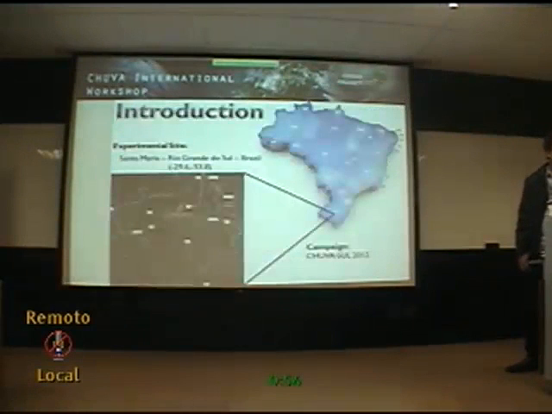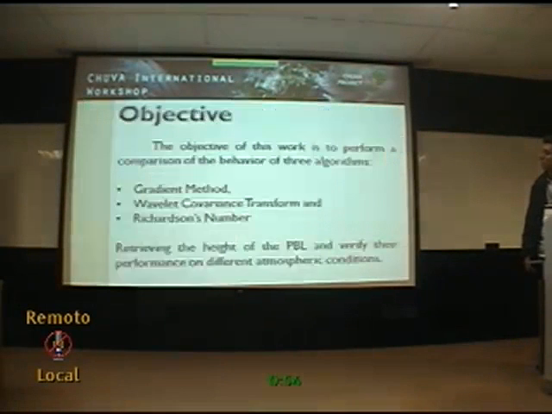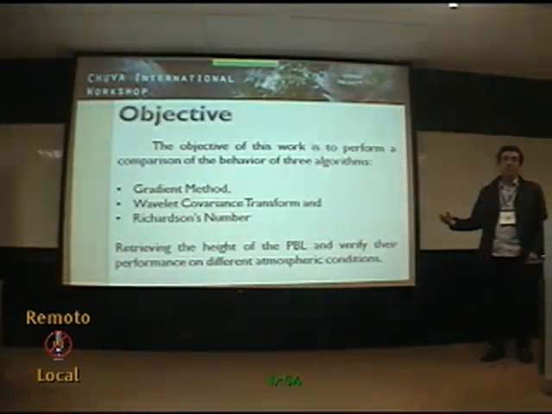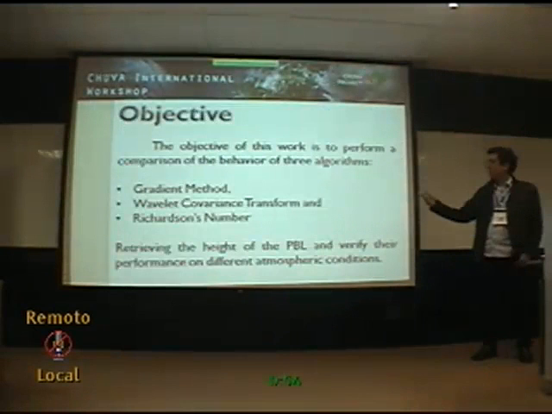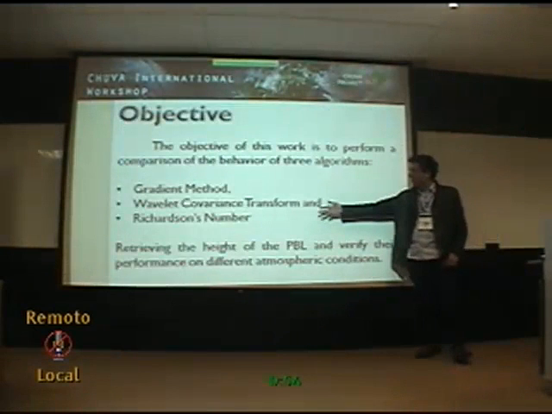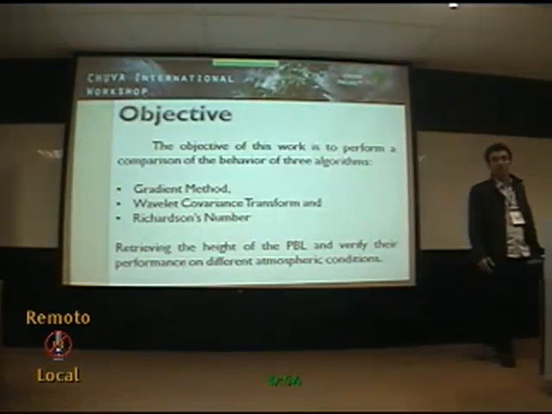You all know the place. You have seen these kinds of pictures all day long. They chose just a few days from all the data sets from Chuva. The objective of the work was to try and verify three different methods. One method which we call the gradient method, another one which is the wavelet, and the last one just calculating the height of the clouds from the Richardson number using the radiosondes themselves.